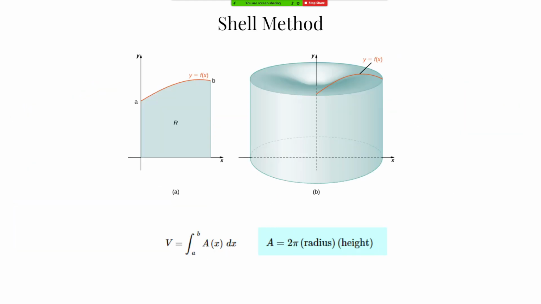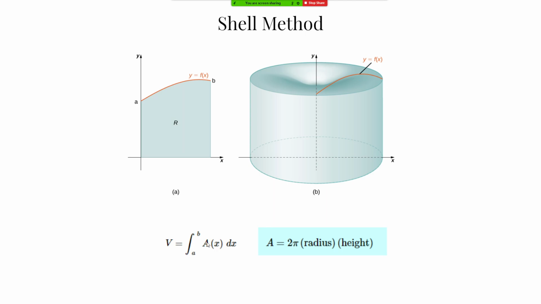So shell method can sometimes be easier than washer method. For example, if you wanted to rotate this area about the y-axis and use washer method, you'd have to do two separate integrals, one from 0 to f of a, this value, and then one from a to b. But if you do shell method, you can just do one integral.